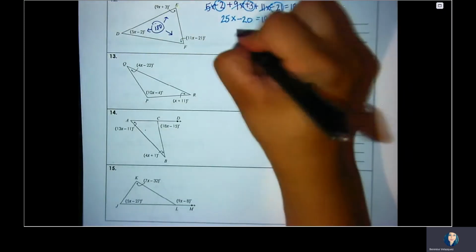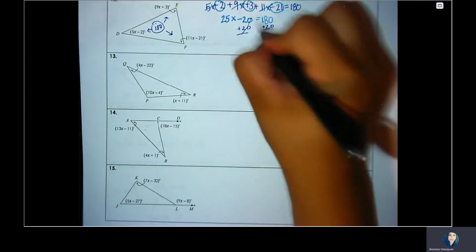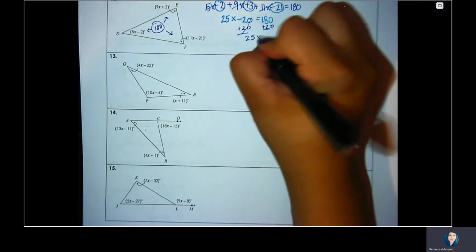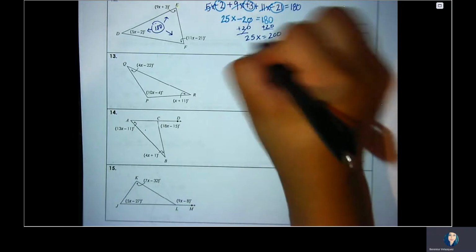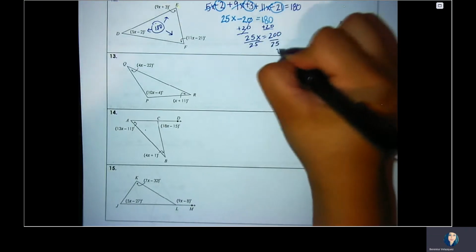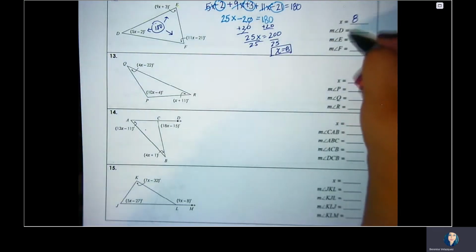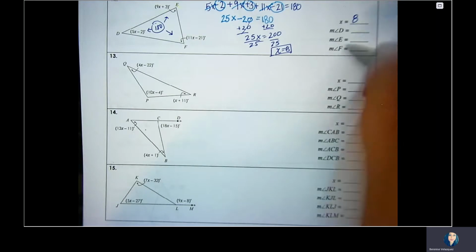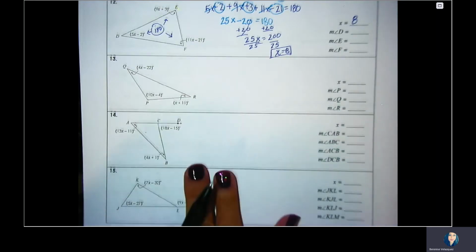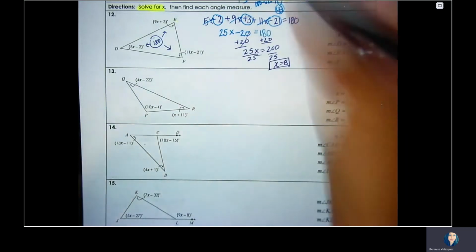So this is a two-step problem. Now we are going across the equal sign, so we are going to change signs. So 25x is equal to 200, divide by 25 on both sides, and x is equal to 8. Now that's just one of the answers. Now I have to find angle D, angle E, and angle F. And this is actually pretty simple to do. All you have to do is plug in 8 into each of these, hit enter, and you have your answer.